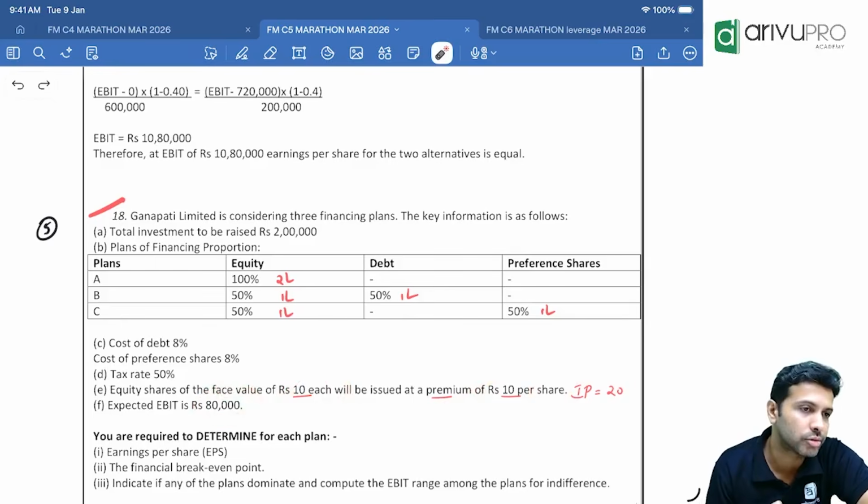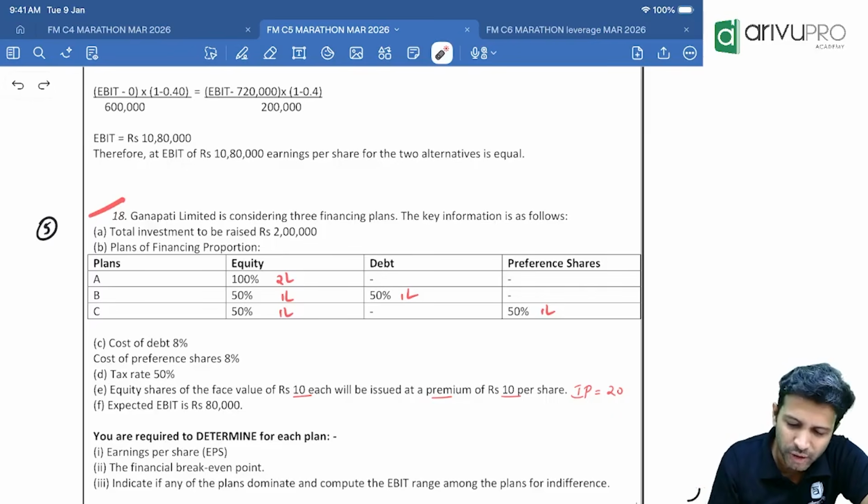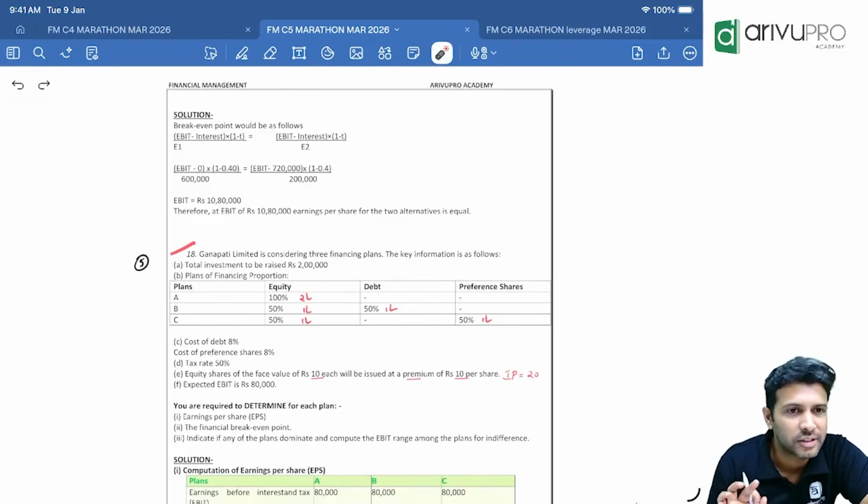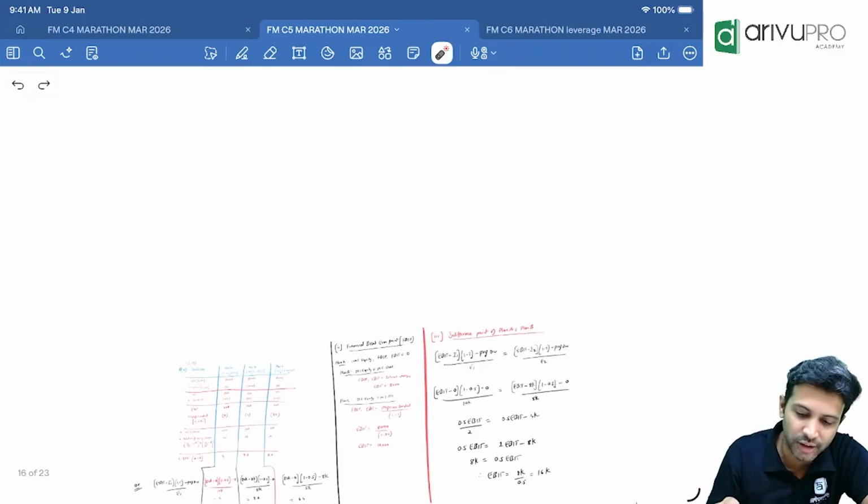EBIT is given as 80,000. Done. First they are asking a very simple question: EPS. How do you find EPS? They have only given EBIT. From EBIT, first find EPS. It's very simple. Do you want me to run you through this question? Can you take care of the EPS part? I've solved it here, I'll just quickly show.